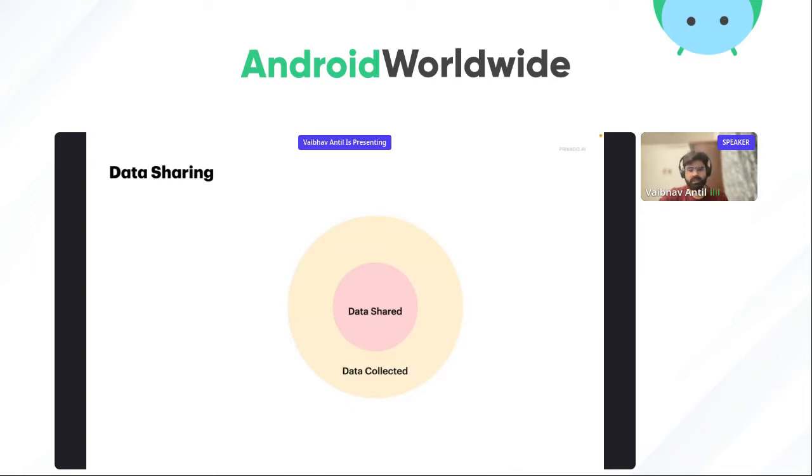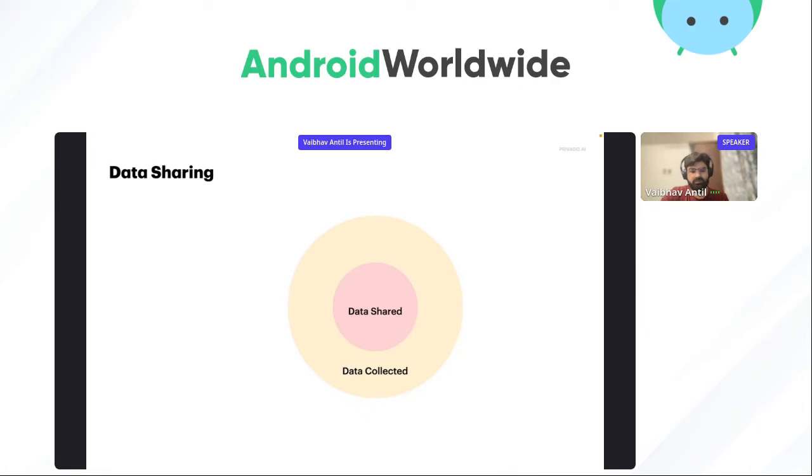Moving on to data sharing. Once you have figured out all the data collection part, and that includes any data which is going to a third party, comes the tricky part, which is what data you are really sharing. First of all, data sharing is going to be a subset of your data collection, because any data which is shared is data collected.